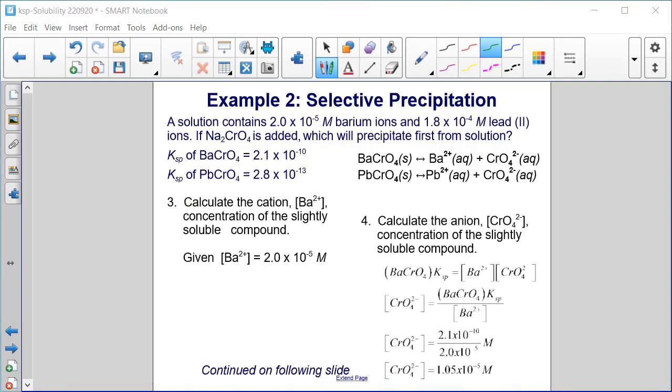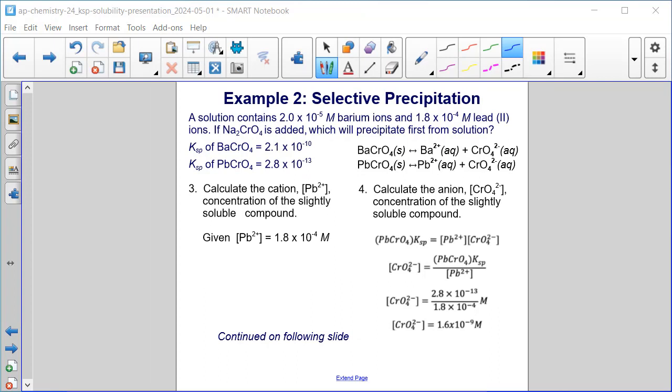Lead concentration times chromate concentration is equal to the KSP that we're given. All right, so we're going to do steps 3 and 4 twice, starting with the barium. So step 3 is calculate the cation concentration. So the barium ion concentration is given as 2.0 times 10 to the minus 5. And then step 4 is to calculate the anion concentration. We can do that using the KSP expression to find that the chromate ion concentration is 1.05 times 10 to the minus 5 molar.